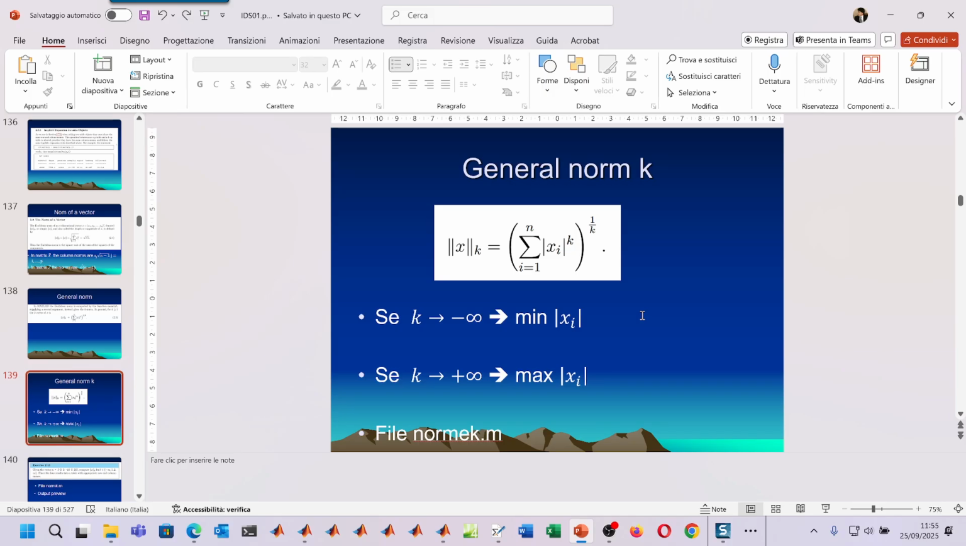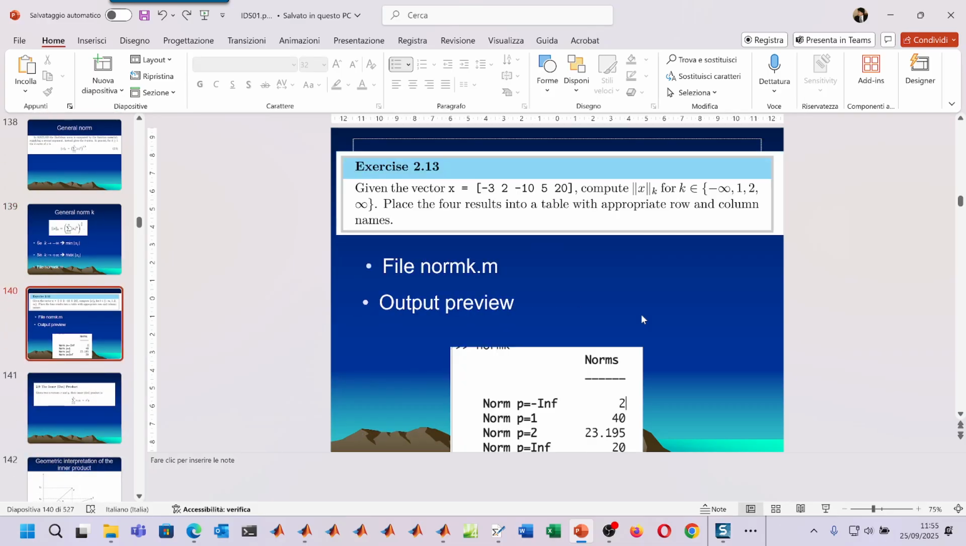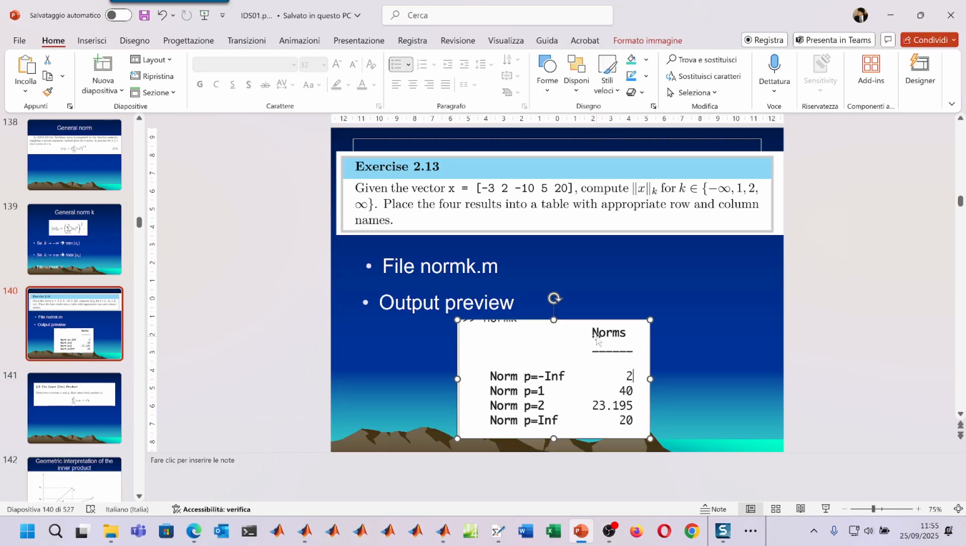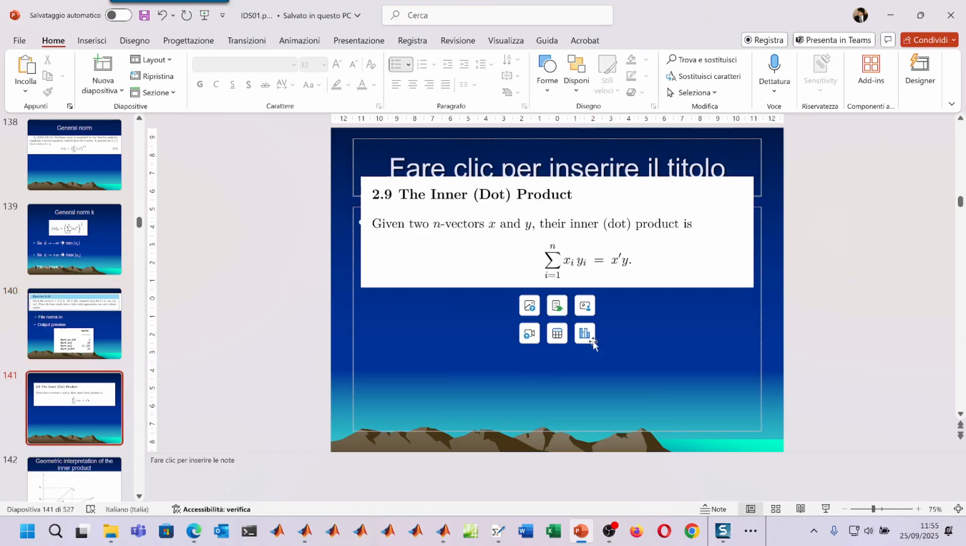There is this file norm k that computes all the norms. For example, given this vector, you compute all the norms. And p equal to 2 is the Euclidean norm. Then as an exercise, you put it in vector form.